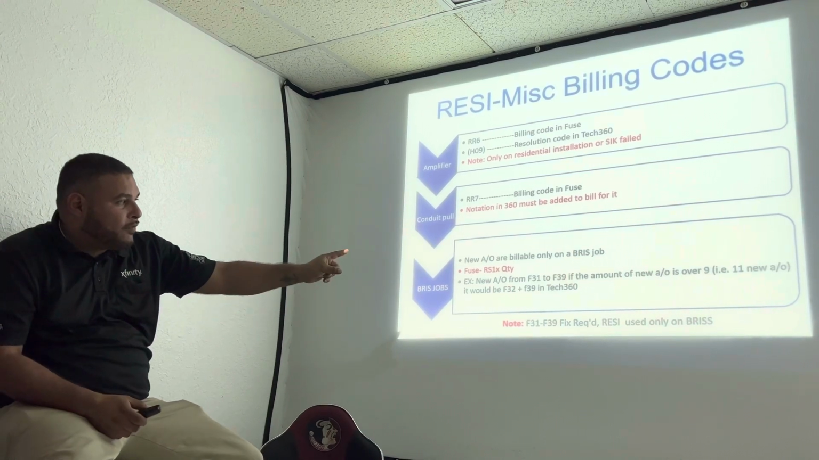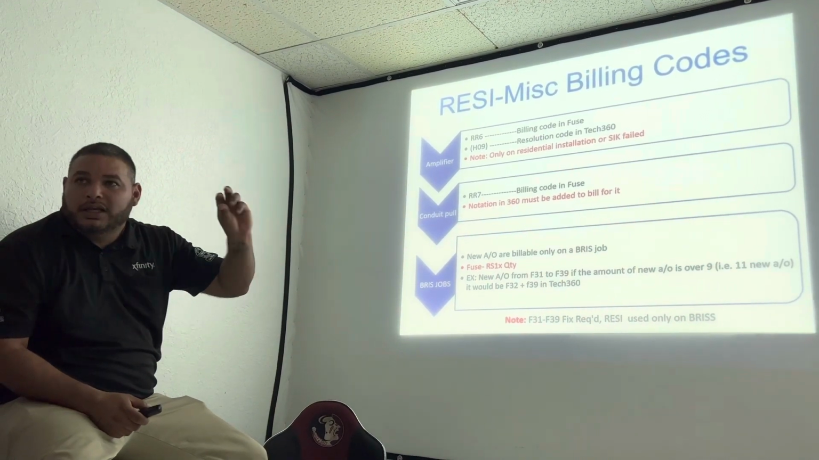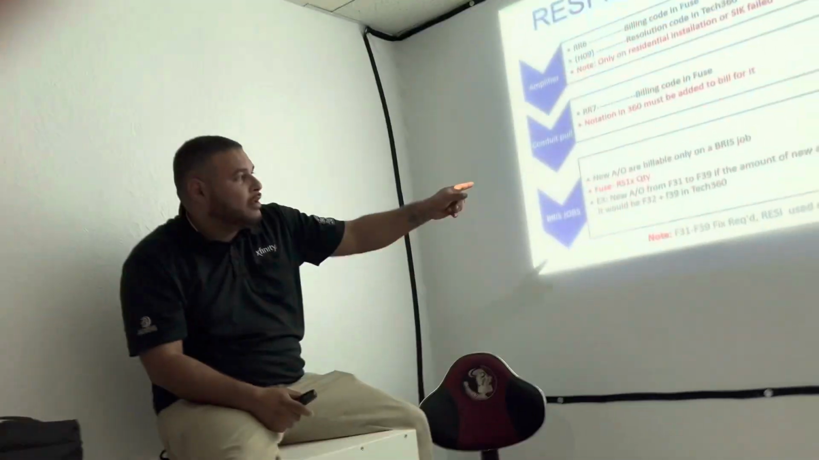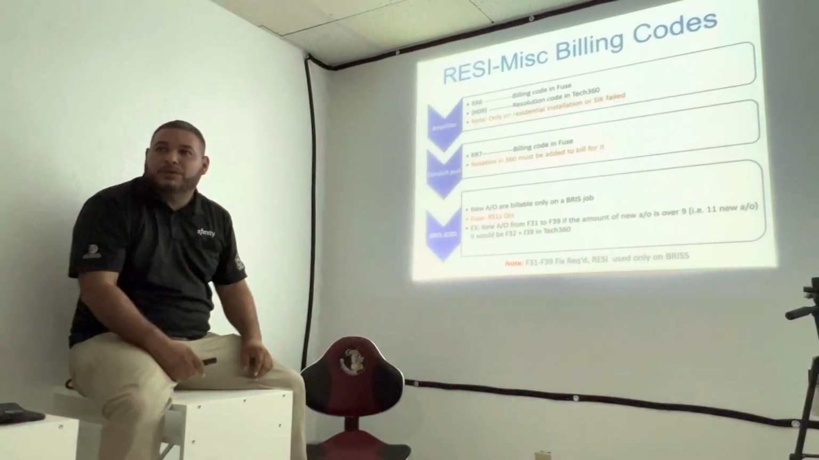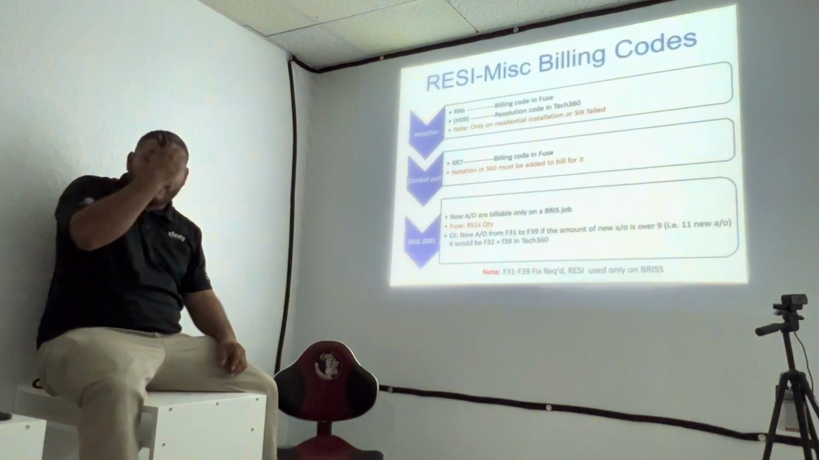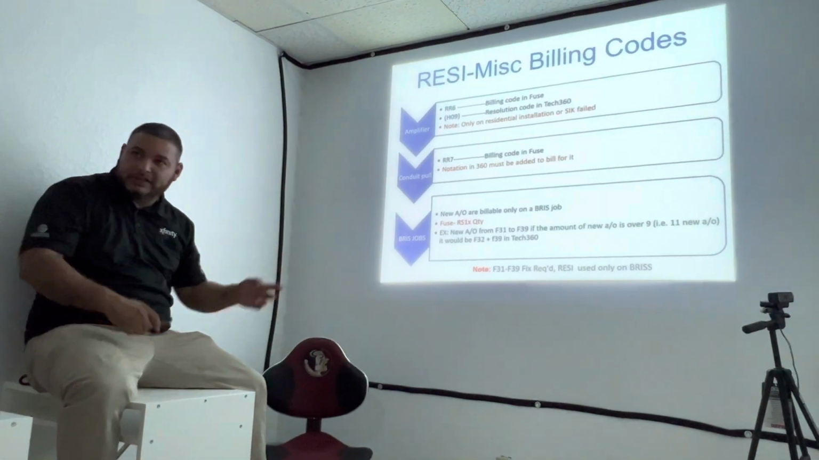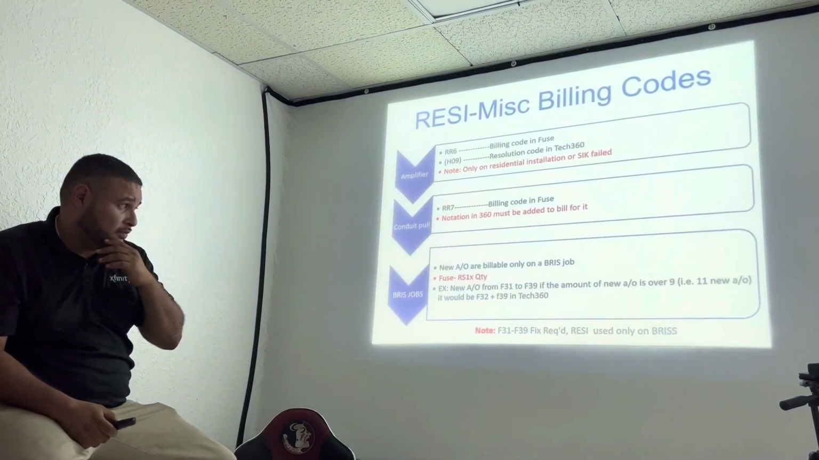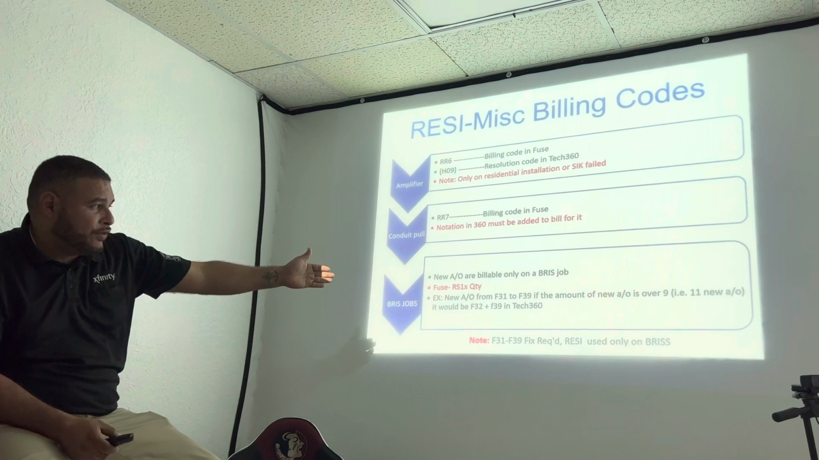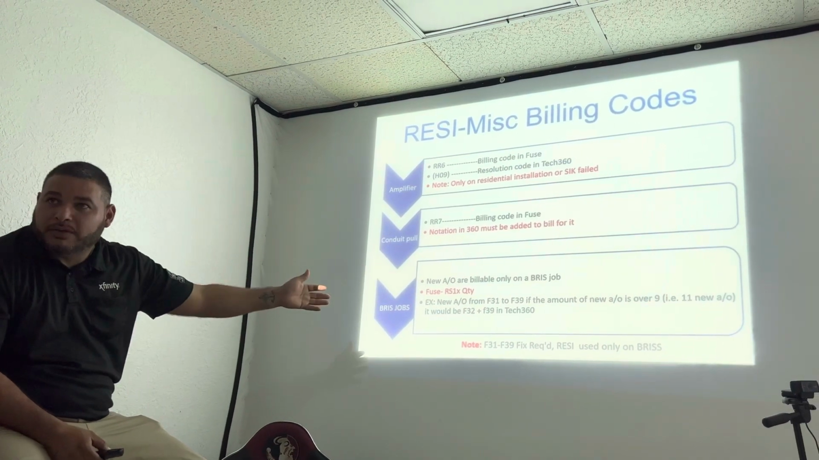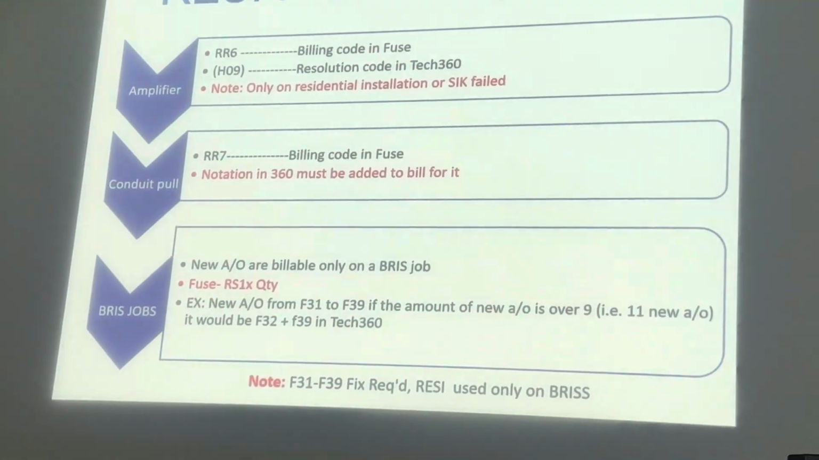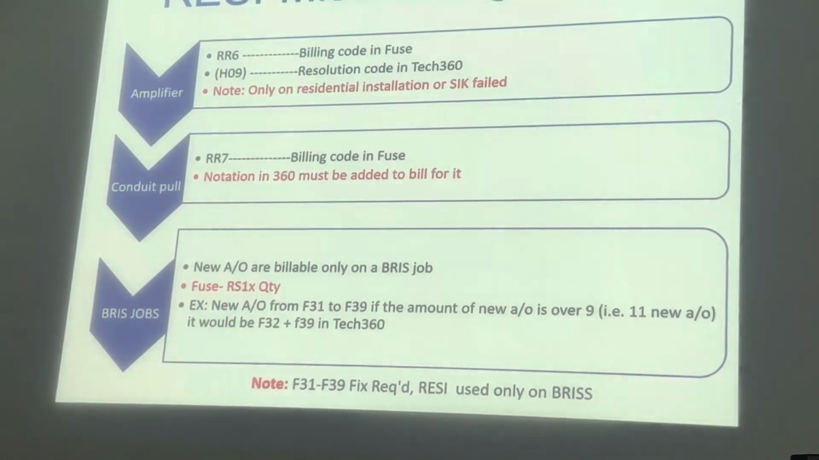For example, F3 is the code. The last number is the quantity. So if I did 4, it will be F34. If I did 5, F35. If I did 6, F36. What happens if it goes over 9, over 11? Over 9, it will be F32 plus F39, which will be 11, right? Now, this only works in residential and bridge job.